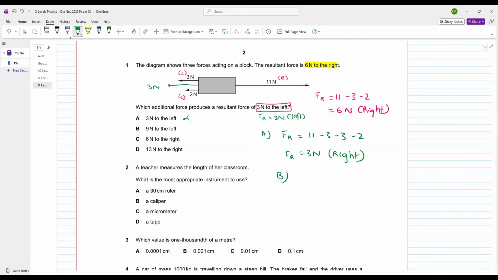Let's analyze option B. Instead of a 3 Newton force acting towards the left, let's apply a 9 Newton force acting towards the left. Can you calculate the resultant force? 11 minus 9 minus 3 minus 2. 11 minus 14. What does your resultant force come out to be? Minus 3 Newton. Beta, can you realize you have a negative sign here? That means your resultant force will be acting towards the left. Your magnitude of force is 3. Hence, your resultant force becomes 3 Newton towards the left. B is your answer. Simple.